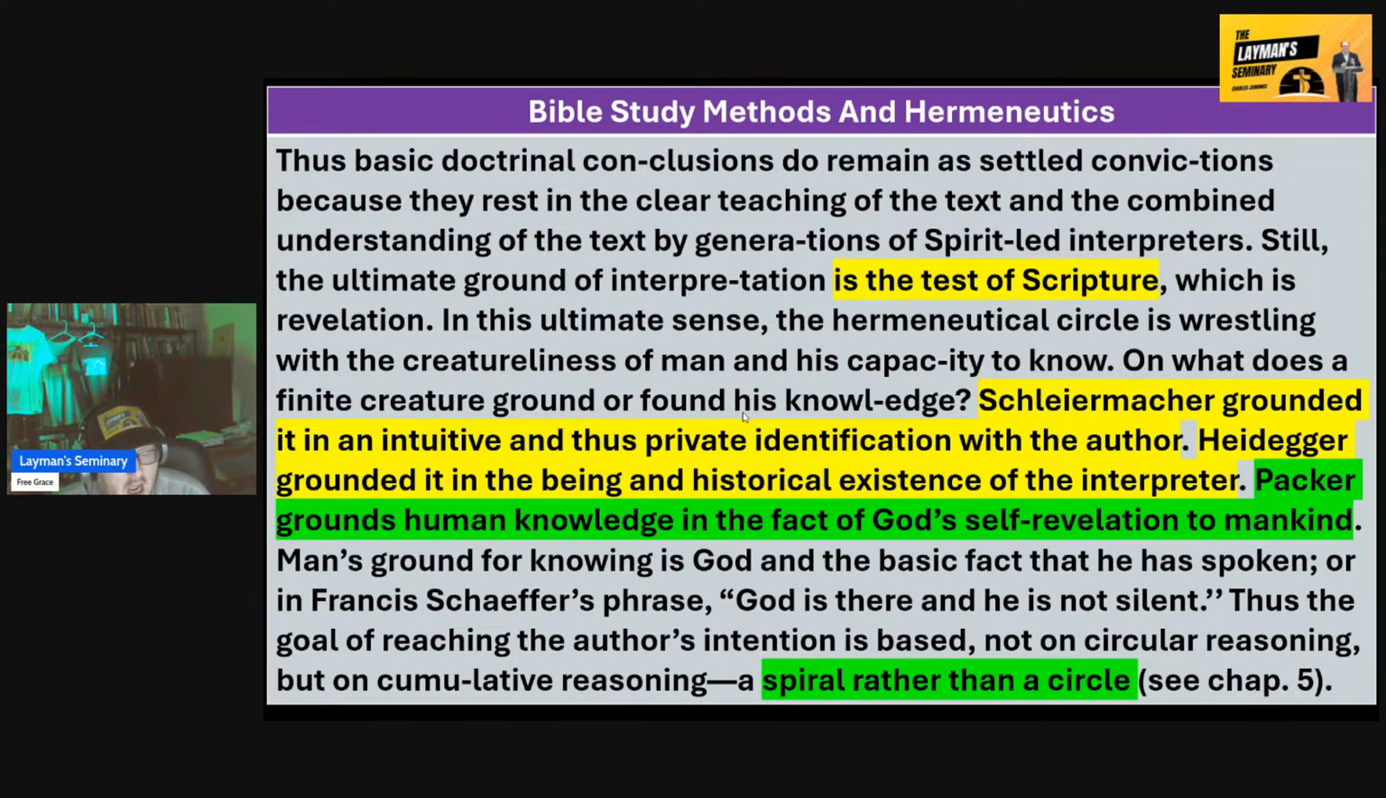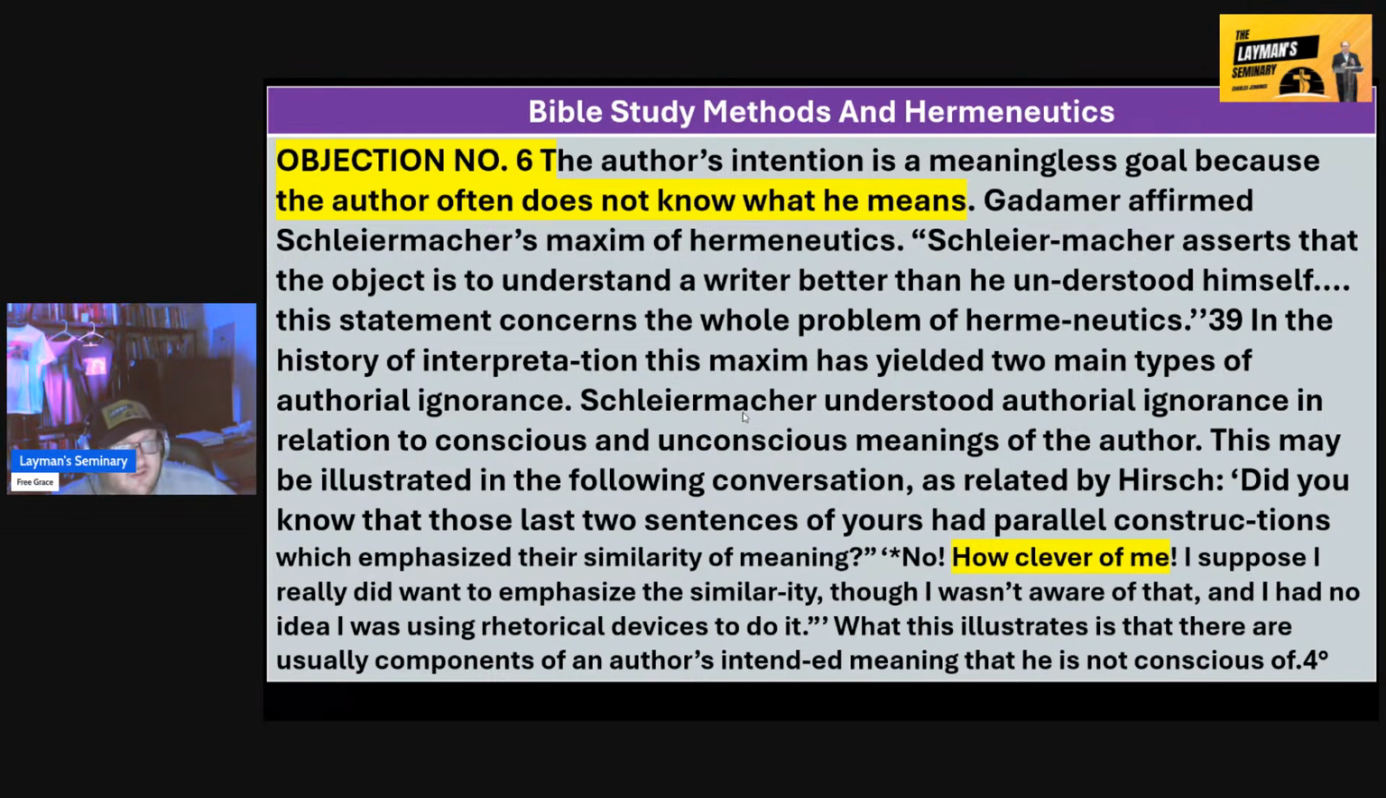Thus, the goal of reaching the author's intention is based not on circular reasoning, but on cumulative reason, a spiral rather than a circle. Objection number 6. The author's intention is a meaningless goal because the author often doesn't know what he means. Gadamer affirms Schleiermacher's maxim of hermeneutics. Schleiermacher asserts that the object is to understand a writer better than he understood himself. This statement concerns the whole problem of hermeneutics.